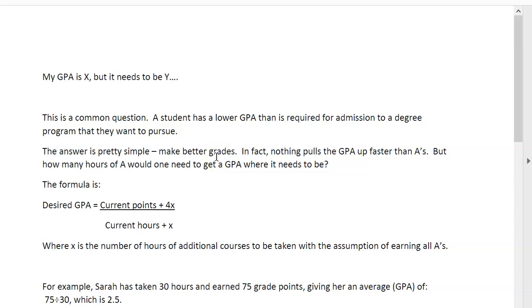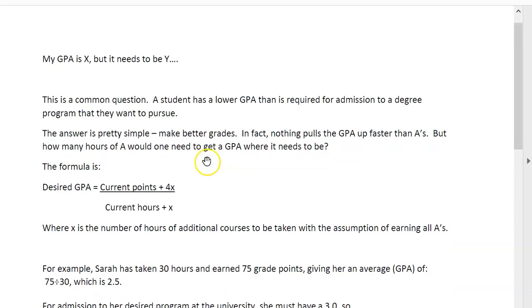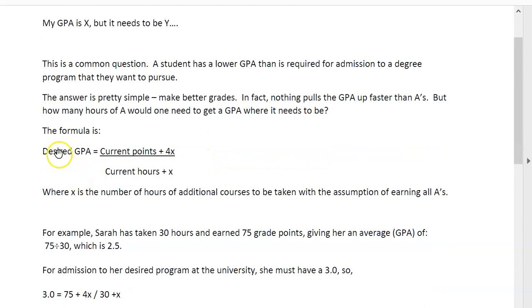In fact, nothing will pull your GPA up faster than A's. But how many credit hours of A would you have to make to get the GPA to where it needs to be? So I put this formula together for you. The desired GPA, what you want it to be, need it to be. Let's say, well, I've got an example down here.